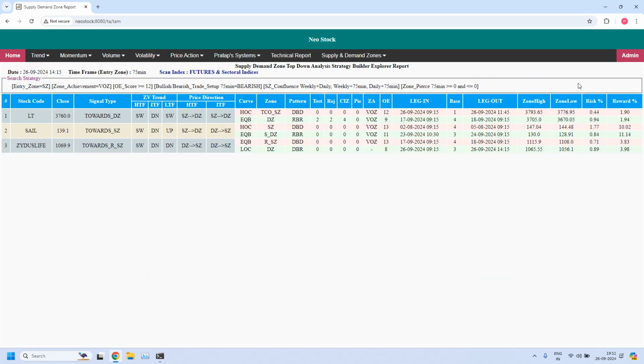Let's verify. 3 stocks. All the 3 stocks are again part of the weekly zone. That means the 75 minute zone is part of the daily zone, and both together are again part of the weekly zone. But weekly EMA confluence need not be checked. The reason is the weekly trend is sideways. In a sideways market, EMA confluence does not give any additional advantage. Okay, this is about the bearish trade setup for weekly income trade.